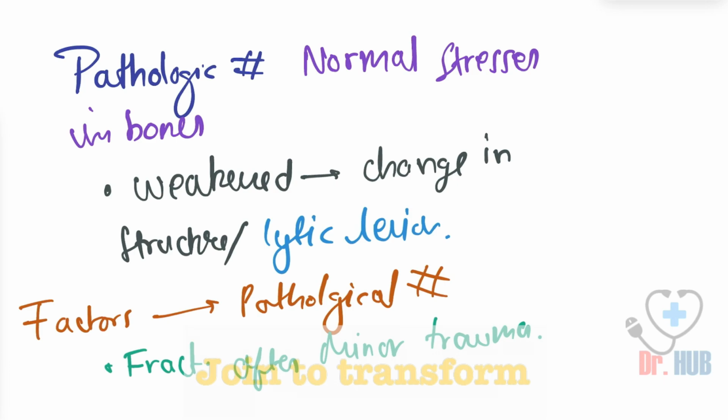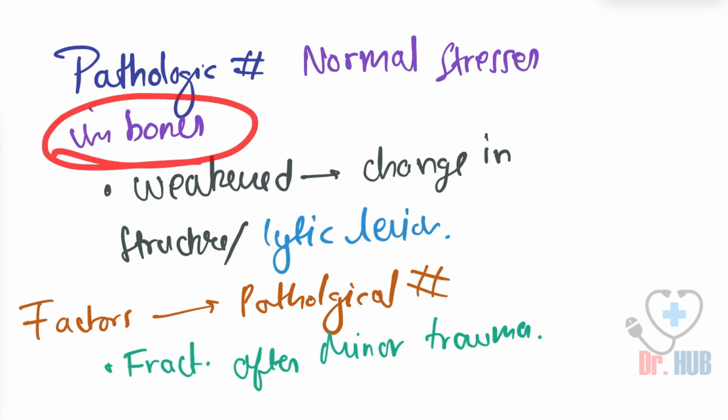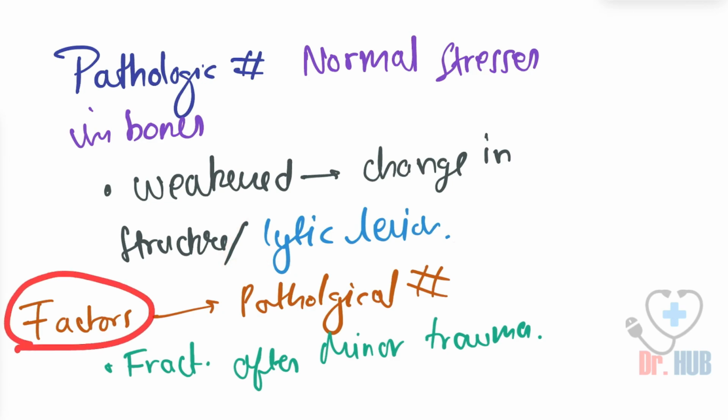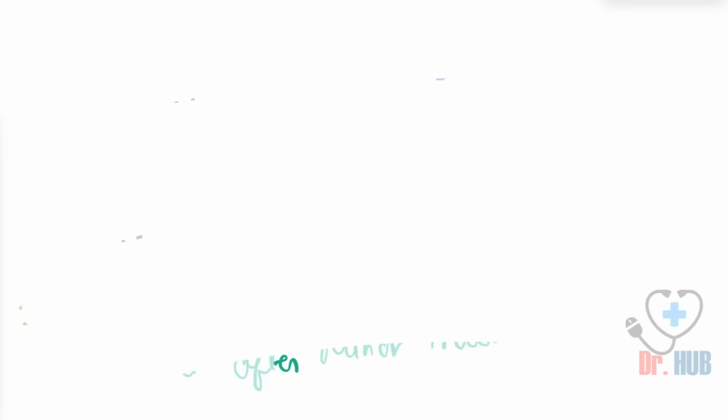Now let's just recap what we did. We discussed the definition of the pathological fracture. It occurs with normal stresses in bones that have been weakened by a change in the structure or through lytic lesions. Then we also looked at the factors suggestive of a pathological fracture, which include fracture after minor trauma. Now we'll continue with other factors.